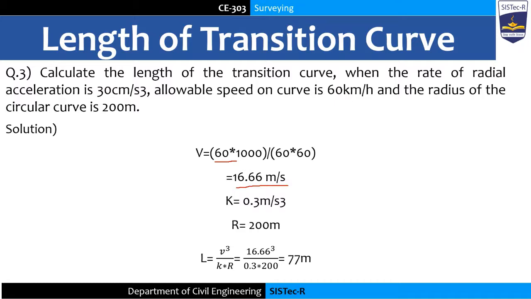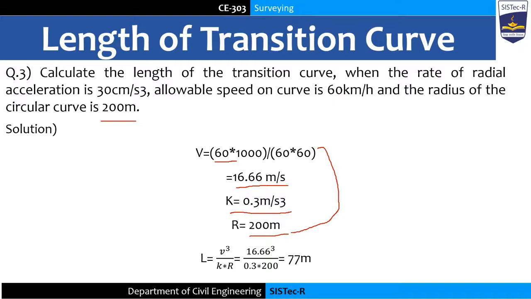Now k is given, that is the rate of change of radial acceleration, that is 30 centimeter per second cube. I will convert this in meters, so I will divide by 100. So I will get k equals 0.3 meter per second cube, and the radius given is in meters, so I will write as it is, that is 200 meters, and I will put all these converted values in the formula.